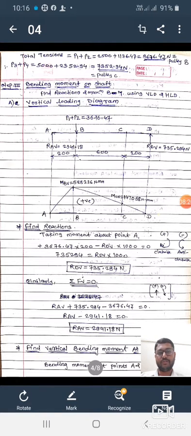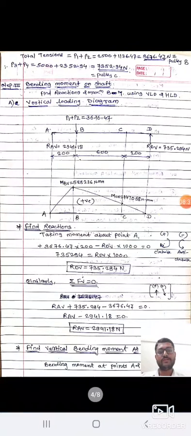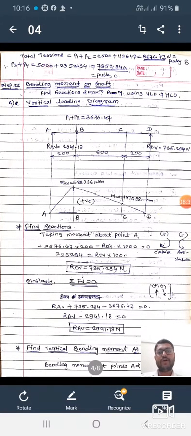3676.47 Newton, and that is for P3 plus P4. The total tension for pulley C is nothing but the addition of P3 plus P4, that is 5000 plus 2352.94, which is equal to 7352.94 Newton. This is the total tension applied on pulley C.